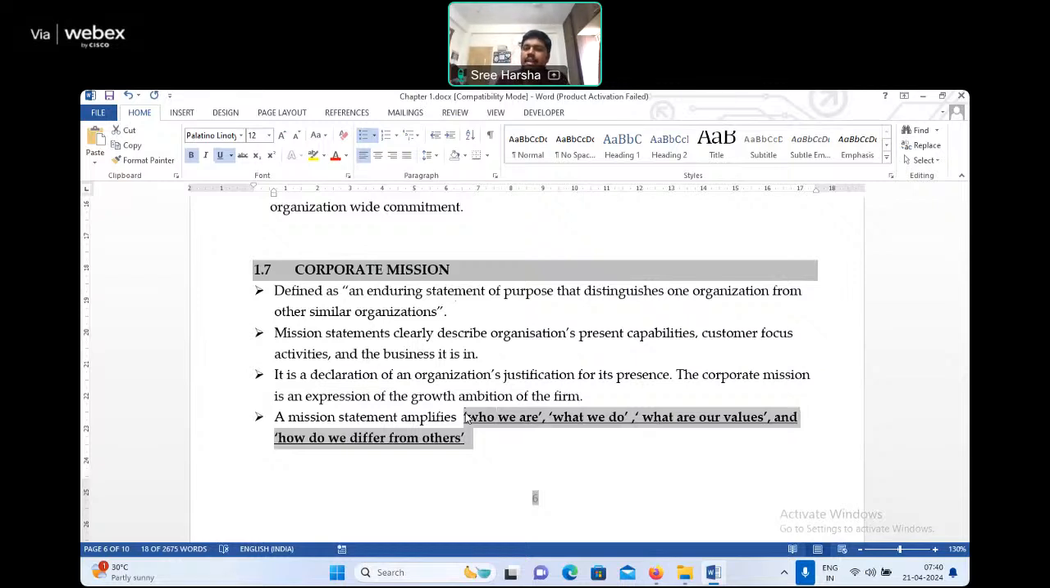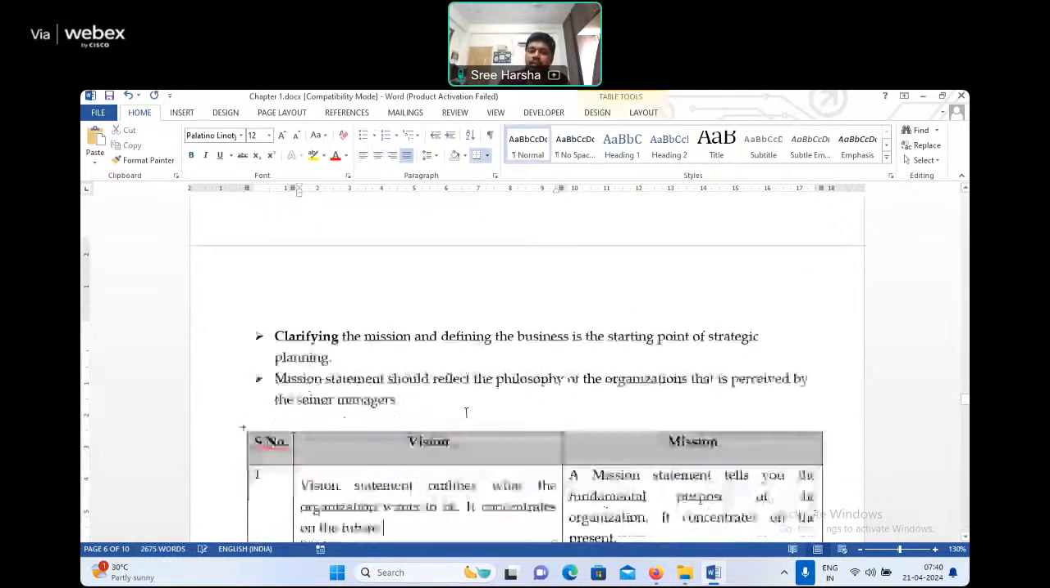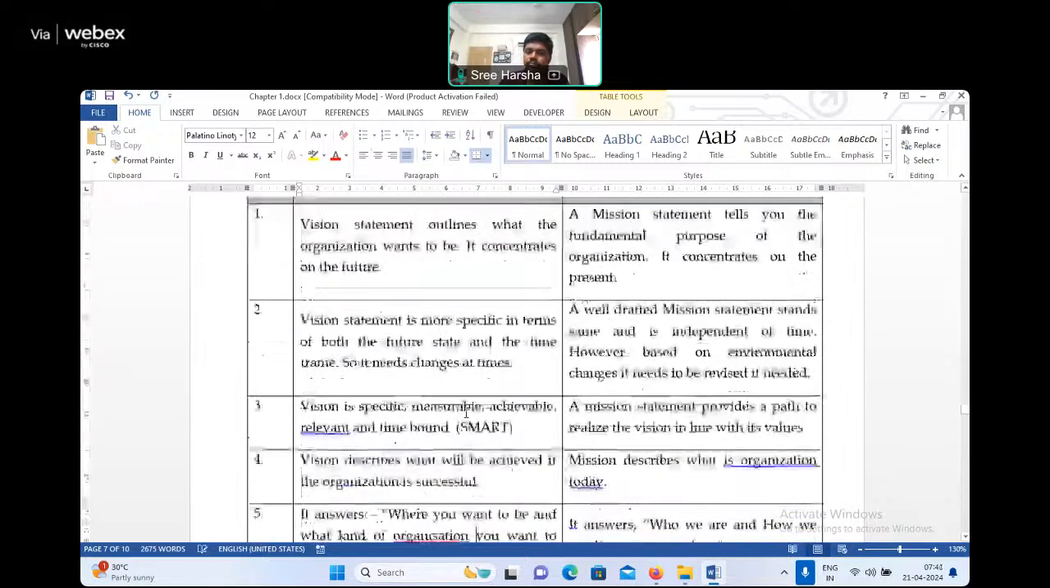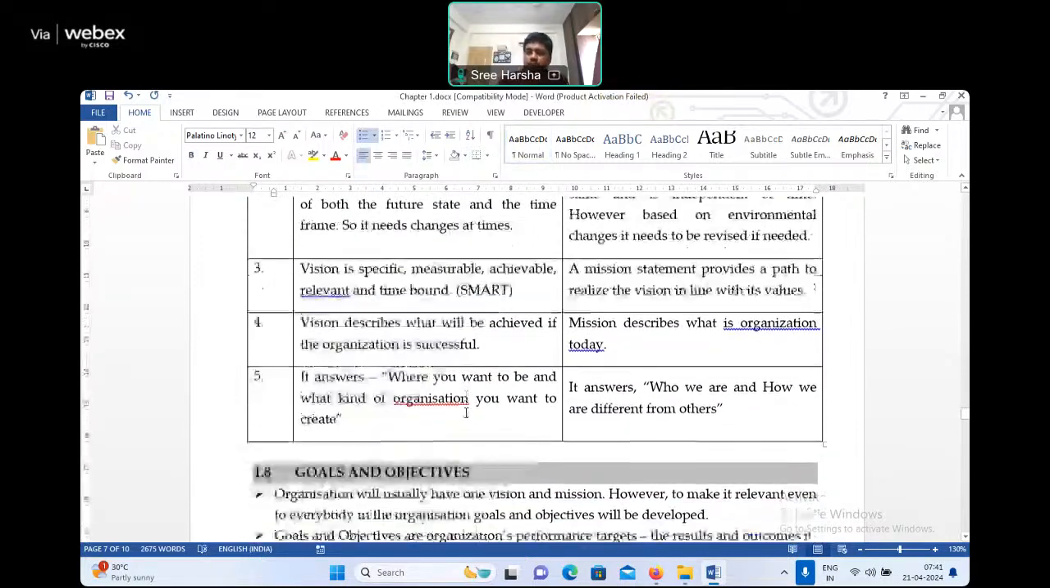So you should always understand mission is where am I now? How am I different from our competitors? What am I at present? What am I good at? What am I bad at? What are my values? What can I pursue? What should I not pursue? All these things are nothing but mission. And based on this mission, we will derive what I should reach in the future. That's called vision. So you can go through the differences.